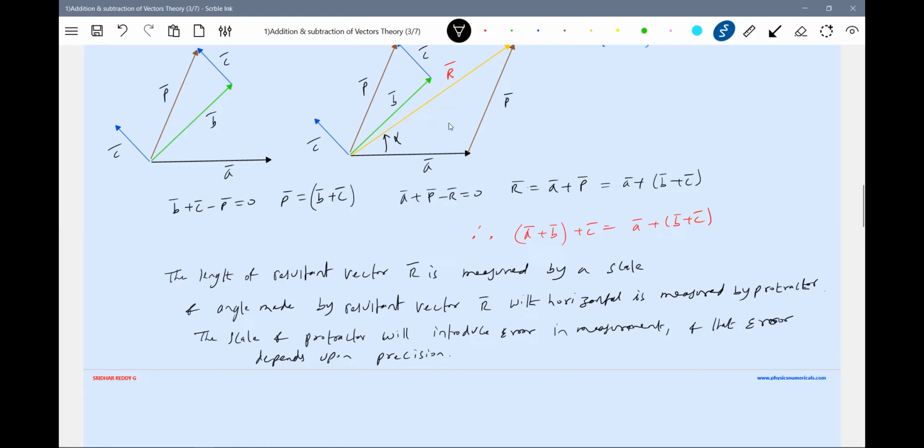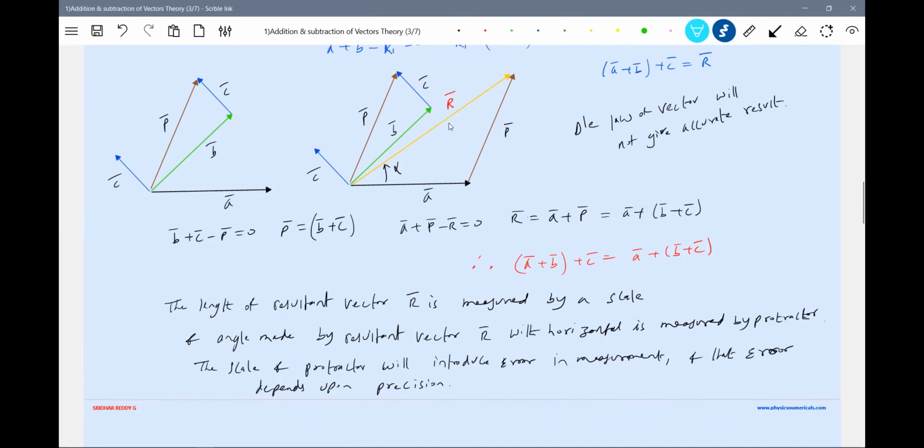So therefore, this triangle law of vector addition will end up with some error, will not be accurate. So shall we put here: triangle law of vector addition will not give accurate result due to precision of instruments. So can I use this practically? It's not advisable. So therefore, what to do now?